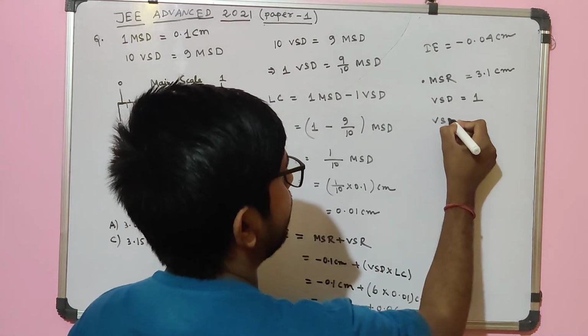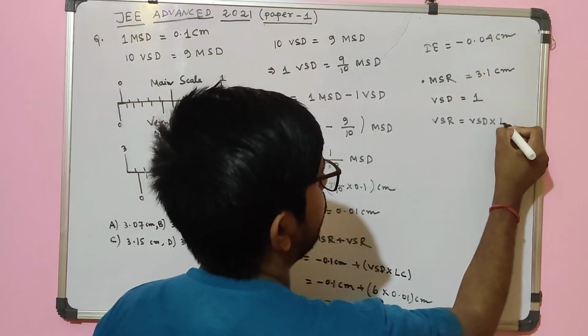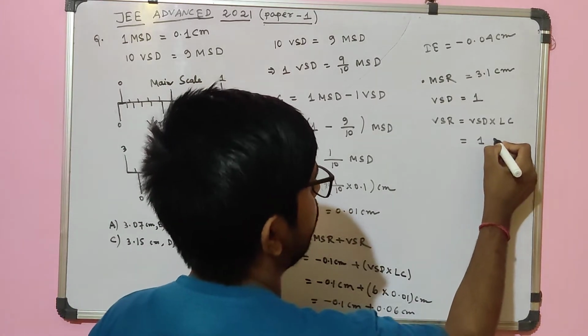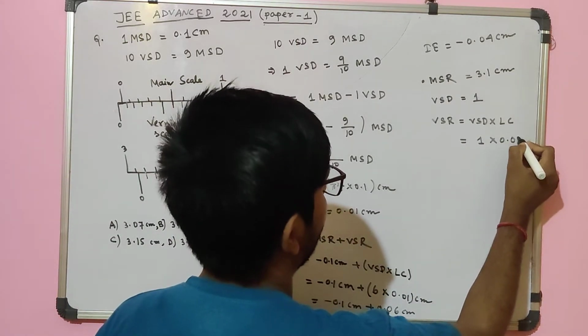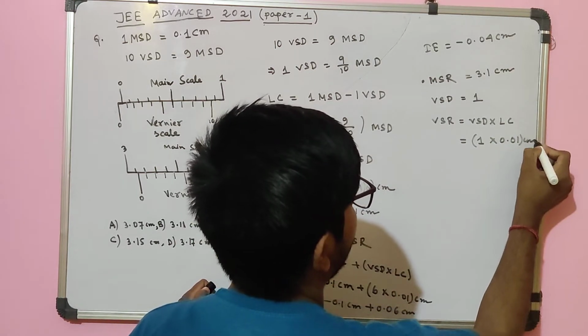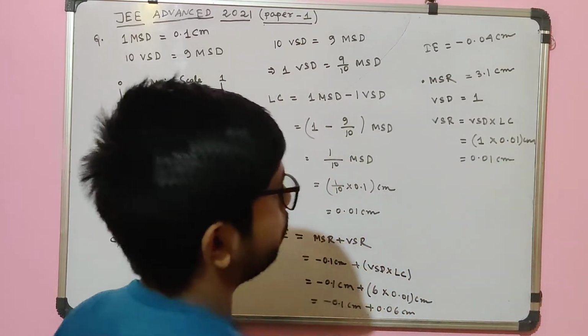And Vernier scale reading is nothing but Vernier scale division times the least count. And what is the Vernier scale division? This is 1. The least count we have found is 0.01 centimeters. So it will be nothing but 0.01 centimeters.